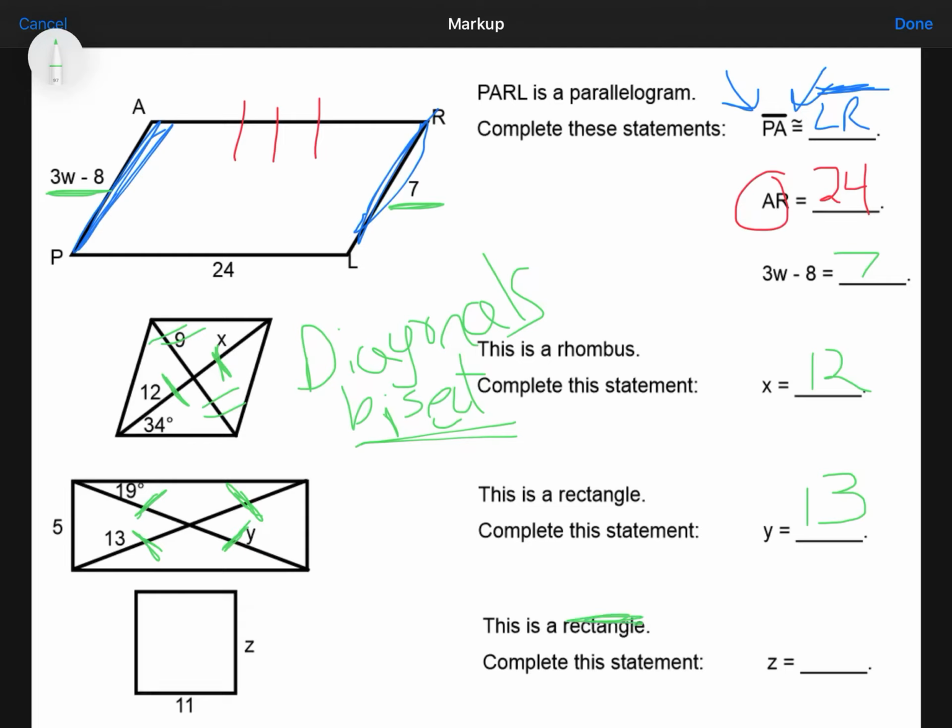Lastly, it says this is a rectangle. Nope, that should be a square. Sorry about that. If this is a square, what's z equal to? Is it 90? No, that has to do with angles. Is it 45? No, that has to do with angles. Remember, in squares and rhombuses, not only are the opposite sides equal, but any of the sides are equal, so it's just 11. Not much else.